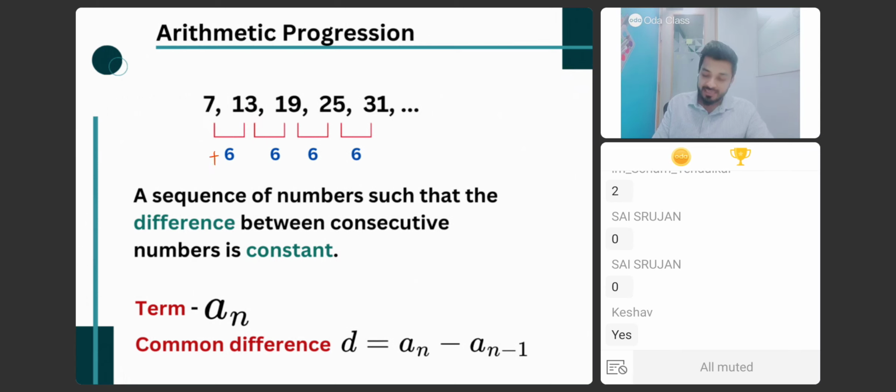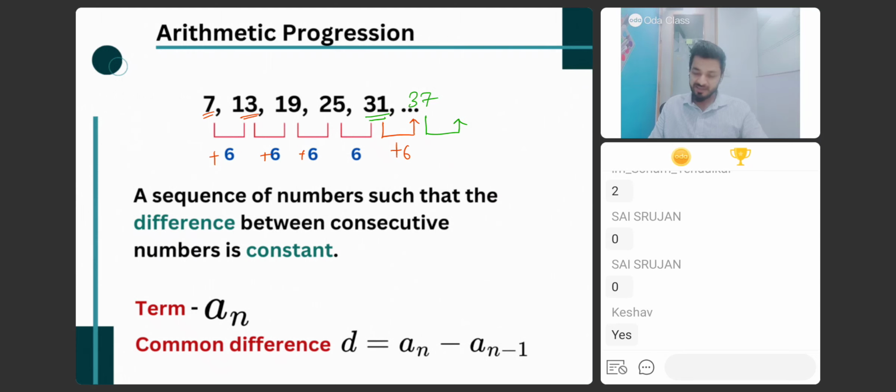So if I add 6 to 7, then I'll get 13. Similarly, if I again add 6 to 13, I'll get 19. If I add 6 to 19, I'll get 25. So we got the logic, right? If you want to find the next term, then we just have to add 6 to the previous term, right? So here, if I want to find the next term, I have to add 6 to 31. So I'll get 37, right? Yes, simple. Isn't it simple?